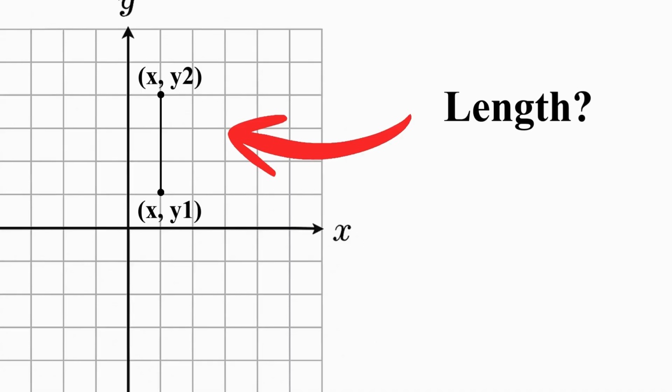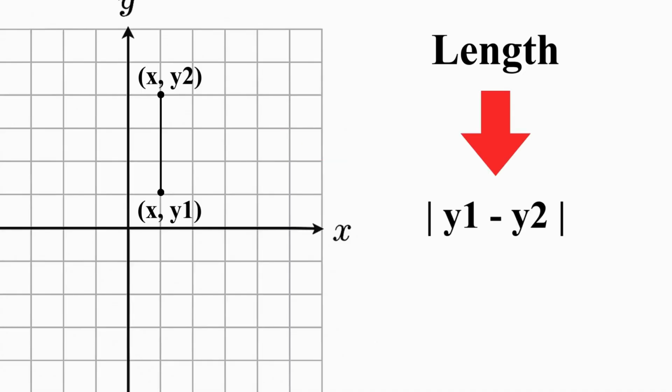So the length of this line segment is going to be the absolute value of y1 minus y2. Now, an important thing to note here is that since they're in absolute value brackets, it doesn't matter which way we subtract them. We can do y2 minus y1 or y1 minus y2. Since it's an absolute value, we know that distance cannot be negative, so that's why we put the absolute value sign. And that way, we get our length as just being the absolute value of y1 minus y2.